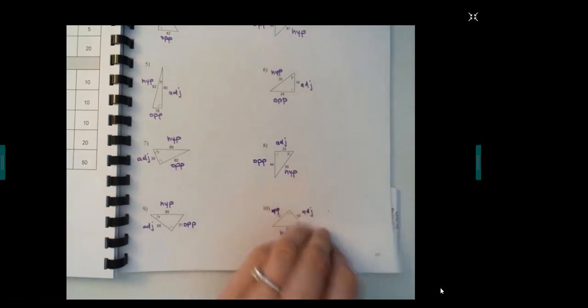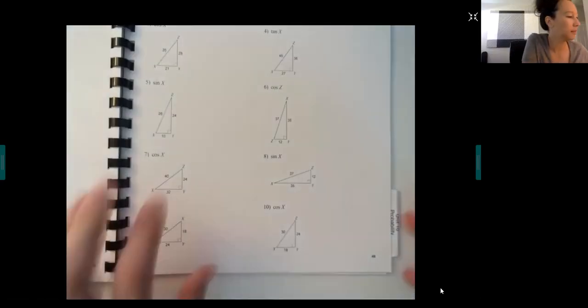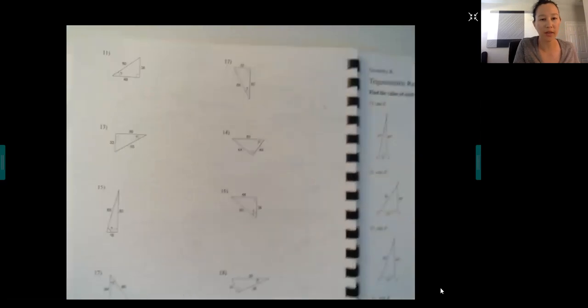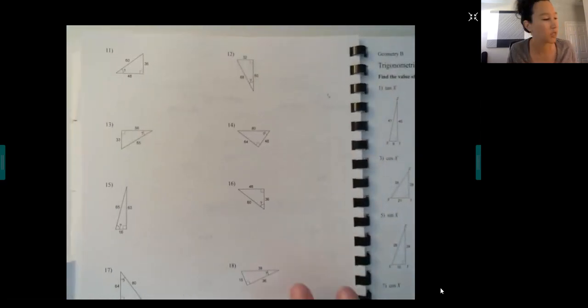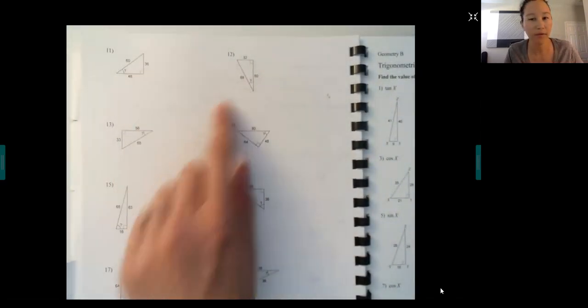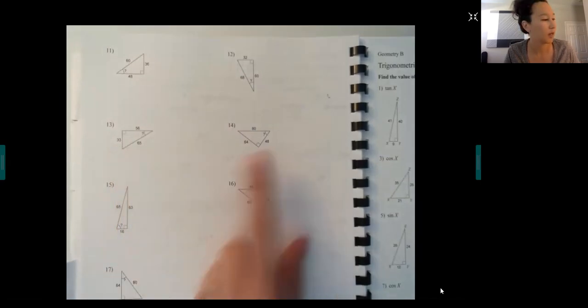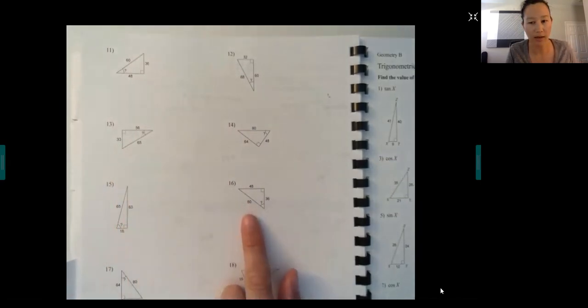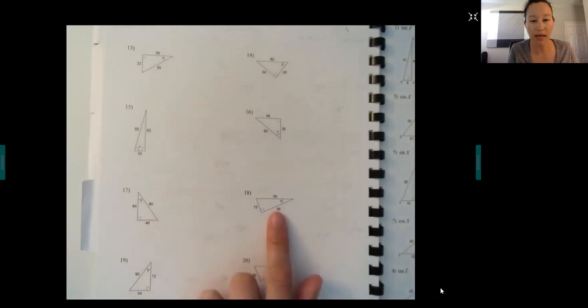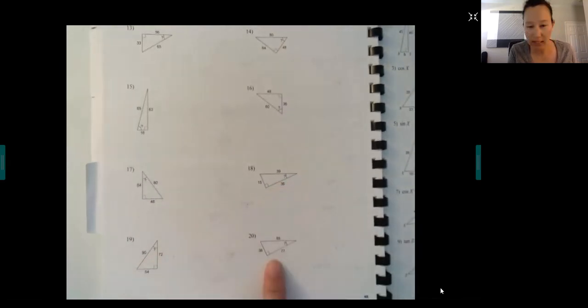Okay, so let's go ahead and finish the back because it's pretty easy. You guys are doing great. So we'll go in the same order. So Jose, 11 and 12, Jade, 13, 14, Jasmine, 15, 16, Elijah, 17, 18, and Jaden, 19 and 20.